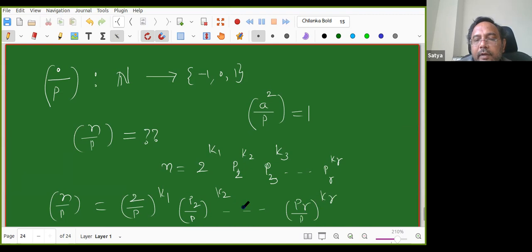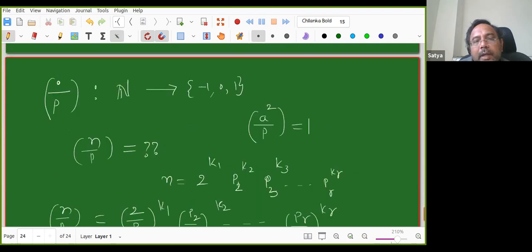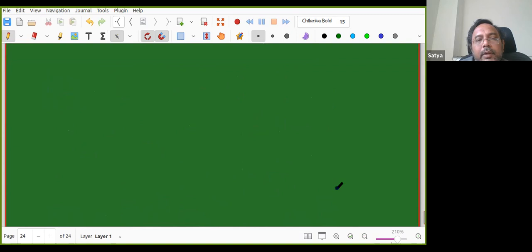So it is sufficient to compute (p2 by p) up to (pr by p). For example, if my k2 is 101, then I separate 100 and only one I need to compute. Whenever the exponents are odd, only those cases I have to compute, for example if k2 is odd, I want to compute (p2 by p). That's why, since the Legendre symbol is completely multiplicative, it is sufficient to compute (p by q) only, where p and q are odd primes.